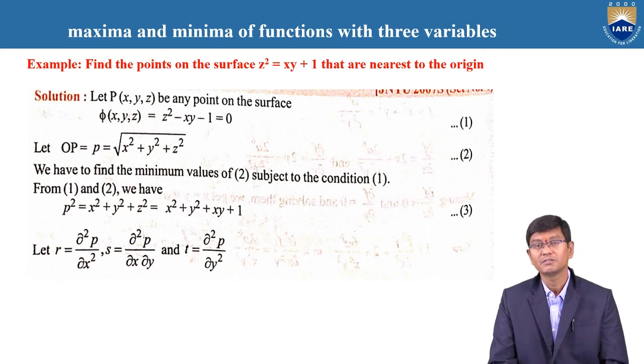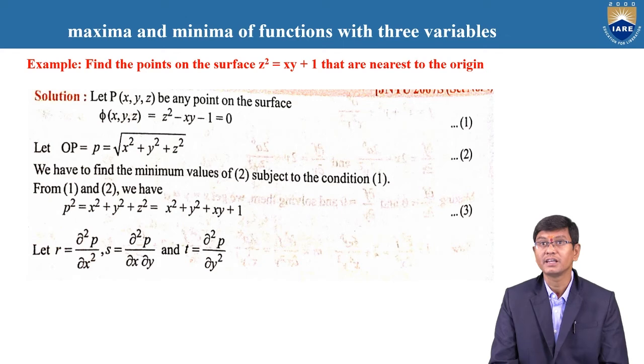Now we'll discuss one other problem: find the points on the surface z square is equal to xy plus 1 that are nearest to the origin.